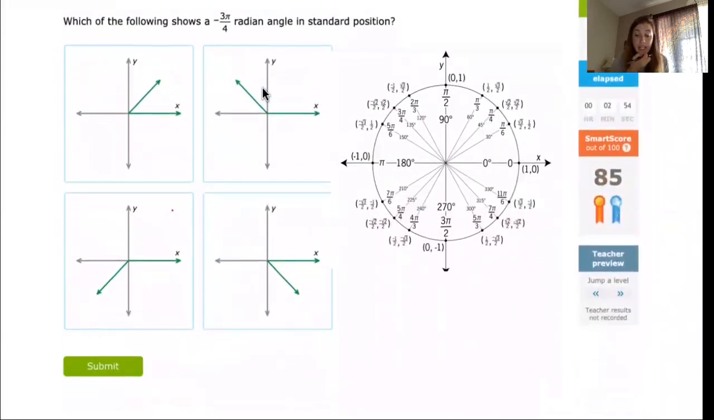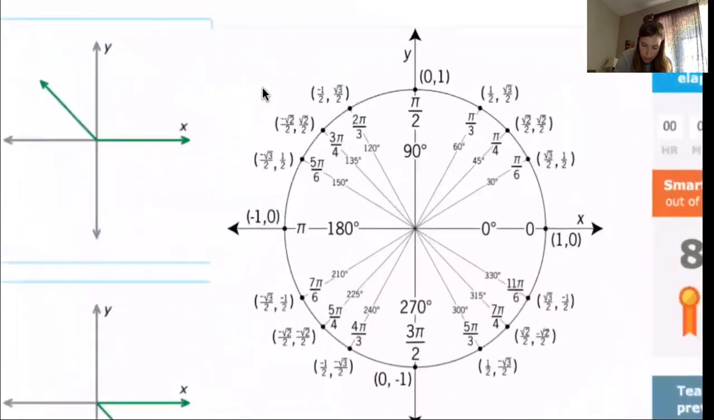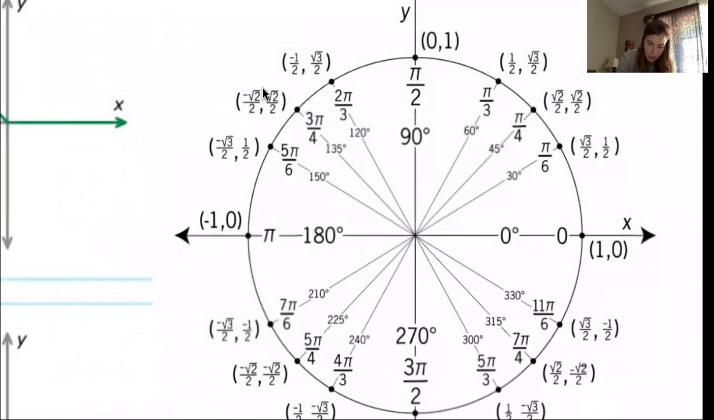Oh, now we have a negative radians here. Negative 3 pi over 4 radians. Let's see. So let's find 3 pi over 4 first in my unit circle. 3 pi over 4 is this one right there. So it's 135 degrees. And there's my initial. So this is the angle that I'm looking at.